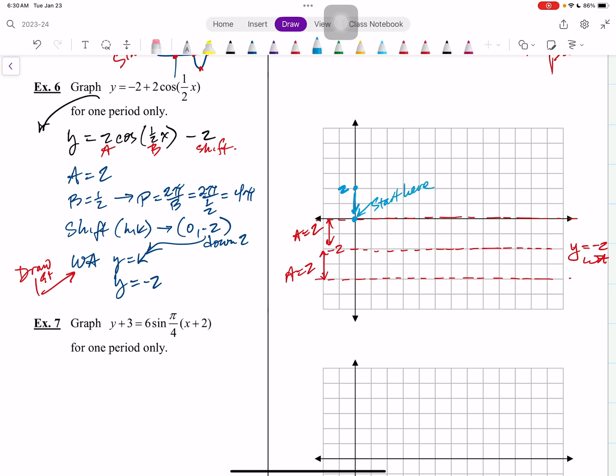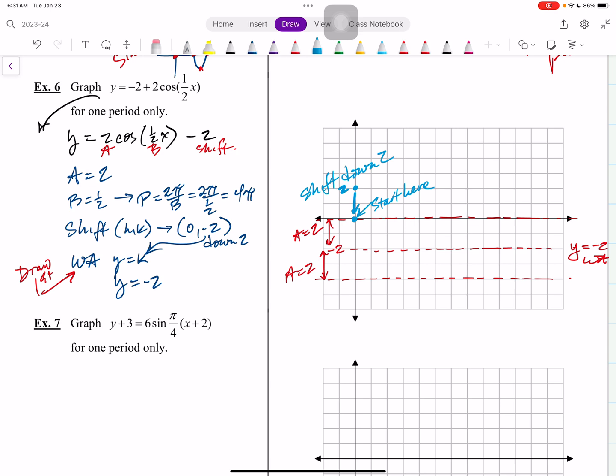Okay, because again, shift down 2. Shift down 2 units, because look at the shift, it's a minus 2. So it always starts on the amplitude on the y-axis. Now with an amplitude of 2, it typically starts at 0, 2, but this thing's been shifted down. So now I'm going to start at the origin, okay? And then here we go.